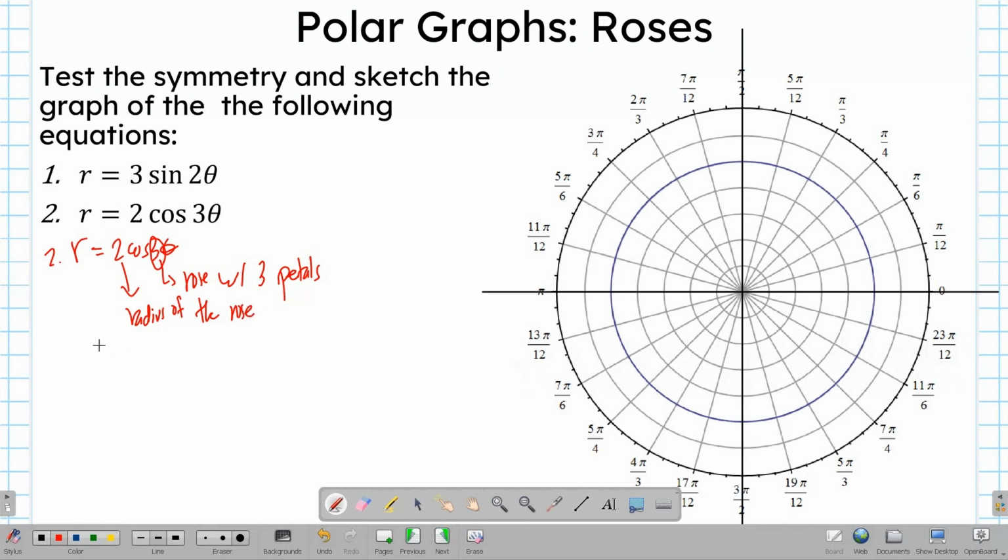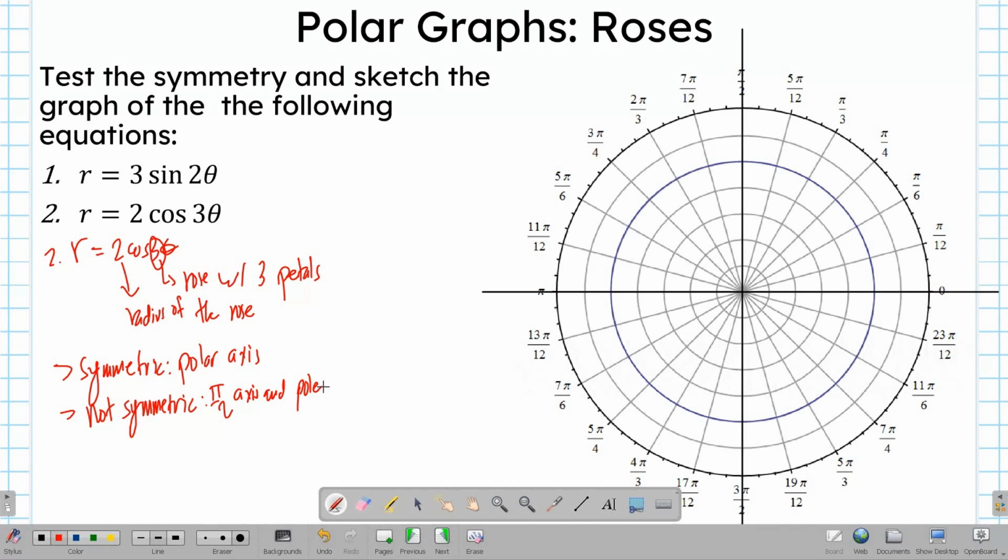From there, for our symmetry test, we can say that it's symmetric with respect to the polar axis and just the polar axis. If you please check, and I'll leave the computation to you, that it will show it's not symmetric with the pi over 2 axis and the pole.